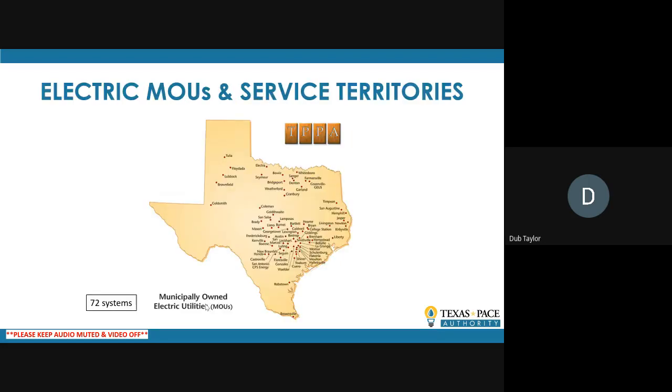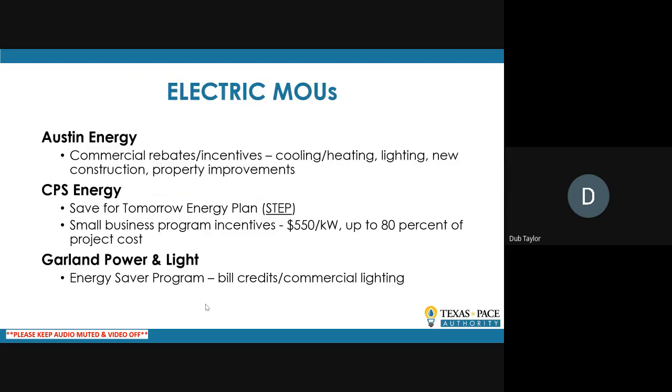Electric municipally owned utility service territories, I mentioned there are 72 of them across the state. Some are pretty big cities: Austin, San Antonio, Garland, Denton, and then some are very small. I think Goldsmith out there in far west Texas is one of the smallest electric providers. So they vary widely in their offerings. Some examples of different electric municipally owned utility energy efficiency programs here. Austin Energy, which has been operating these programs for decades, one of the first utilities to really embrace demand side savings as a means of serving load.